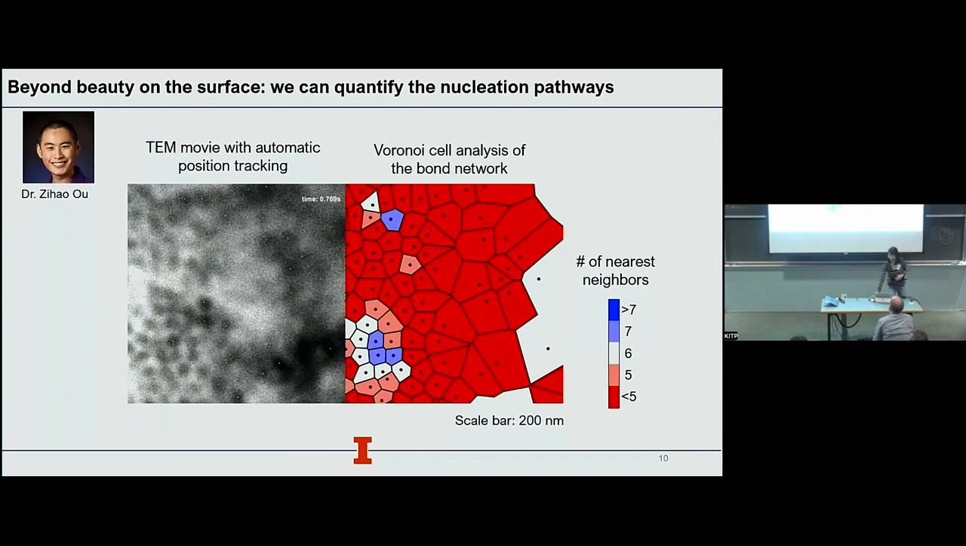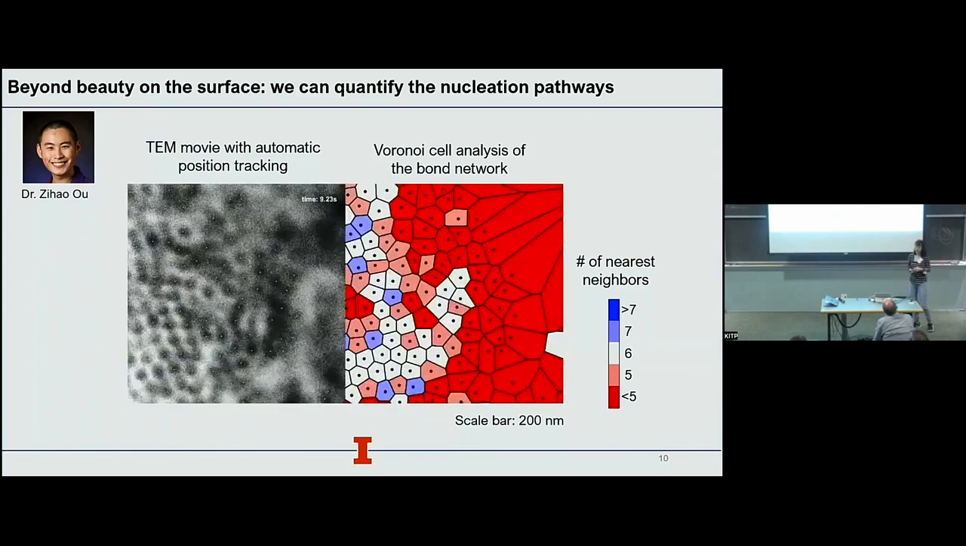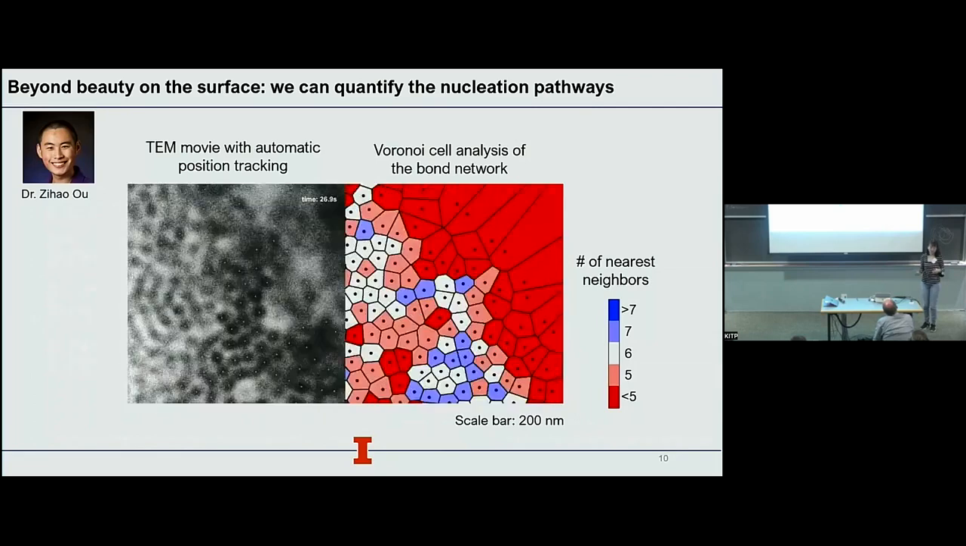Yes, when solvent stays there, that's the magic of the technique. So what kind of quantitative information can we get out of the movies? This is work done by the student. What he is able to do is single particle tracking.